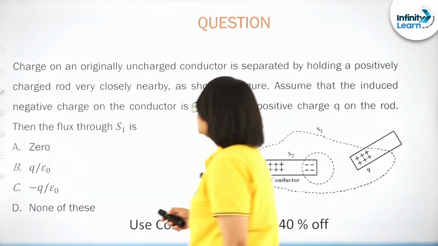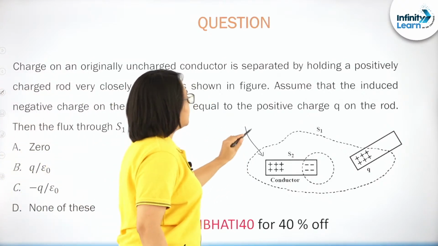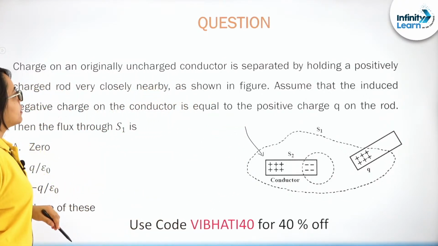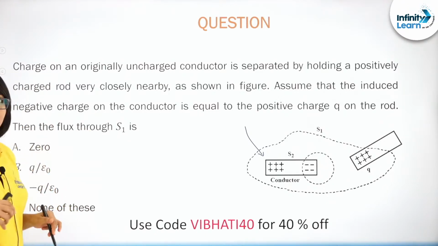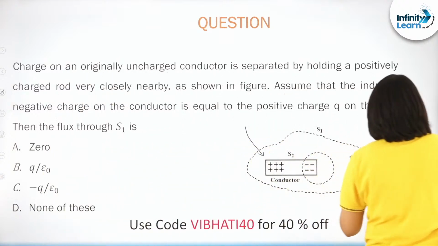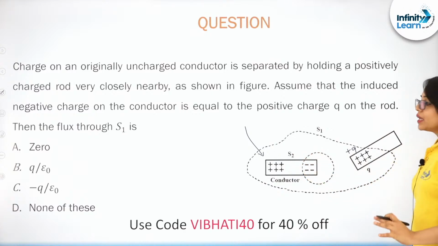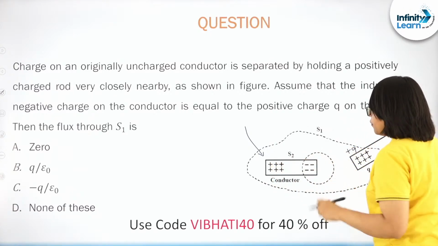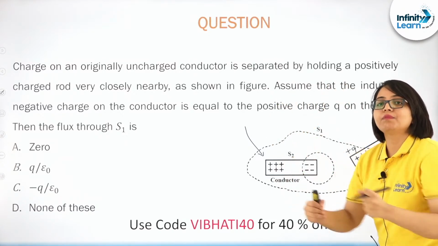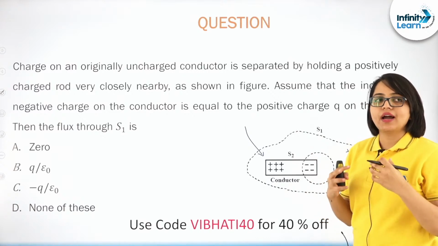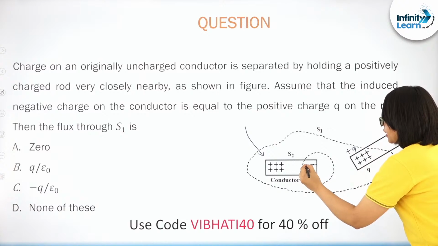Next is this one. Charge on an originally uncharged conductor. This conductor is initially uncharged. ठीक है. It is separated by holding a positively charged rod very closely nearby as shown in the figure. So we have a positively charged rod जिस पे प्लस Q चार्ज है, इसको इस अनचार्ज कंडक्टर के पास ले गए. अब क्या होगा? ये अनचार्ज कंडक्टर है, इसमें फ्री इलेक्ट्रॉन्स होंगे. फ्री इलेक्ट्रॉन्स जो हैं इस पॉजिटिव चार्ज को देख के क्या करेंगे? उसकी तरफ भागेंगे. Why? Because unlike charges attract each other, right? तो यहाँ पे सारे फ्री इलेक्ट्रॉन्स डिपॉजिट हो जाएंगे. इस रीजन में नेगेटिव चार्ज जनरेट हो जाएगा.